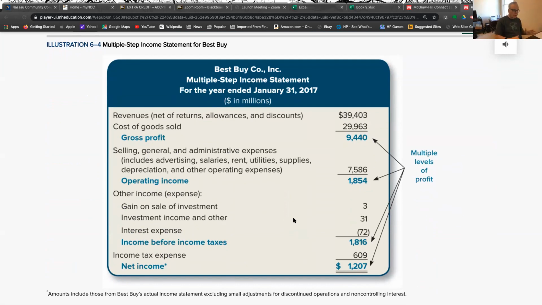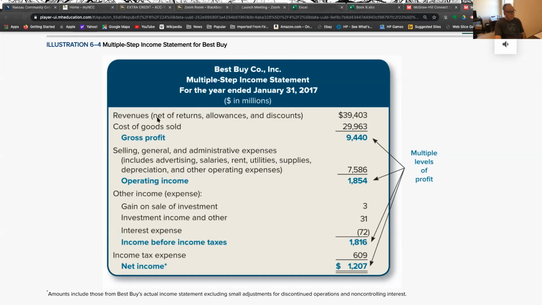Right, let's take our time and go through the statement. So the first line is revenues. Now notice what they did here. They took revenues, which is sales, right? And Best Buy. You know what Best Buy does. Just imagine when you open the front door to Best Buy, all the stuff that you see in there.